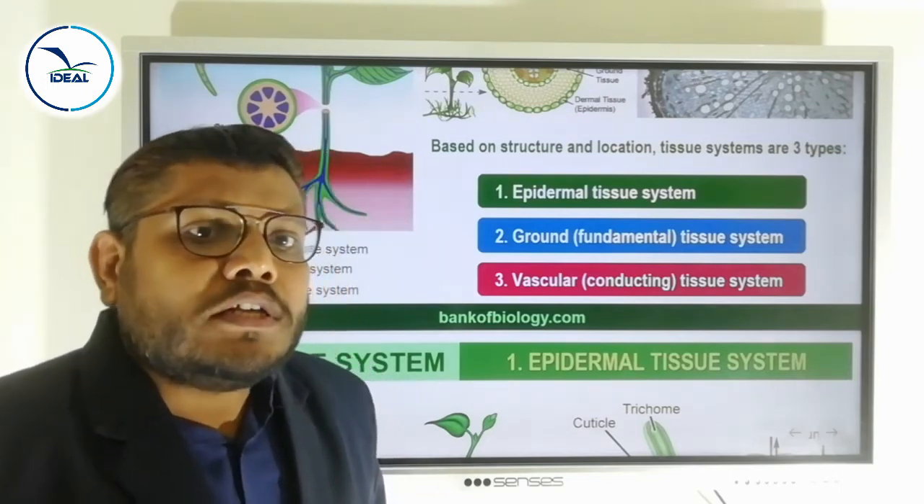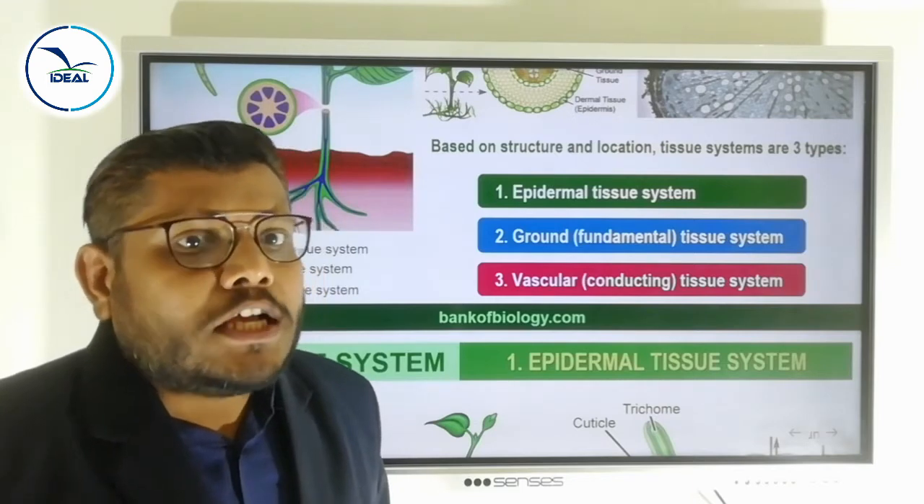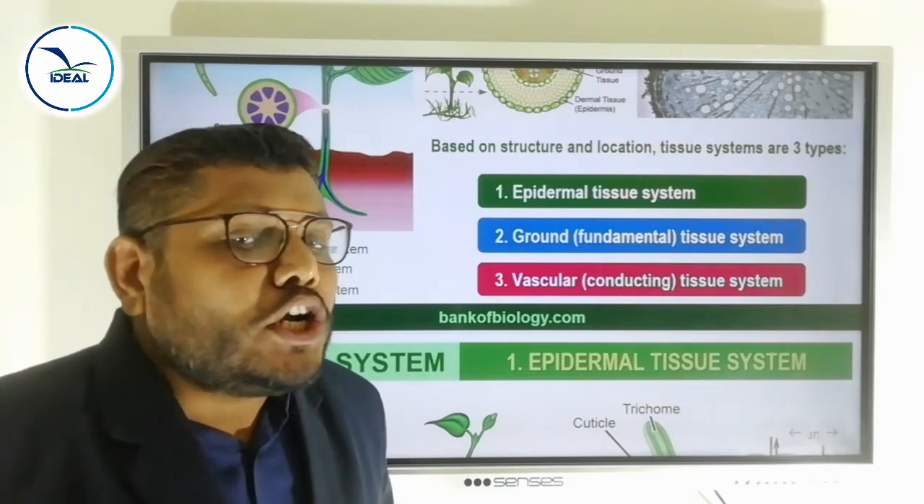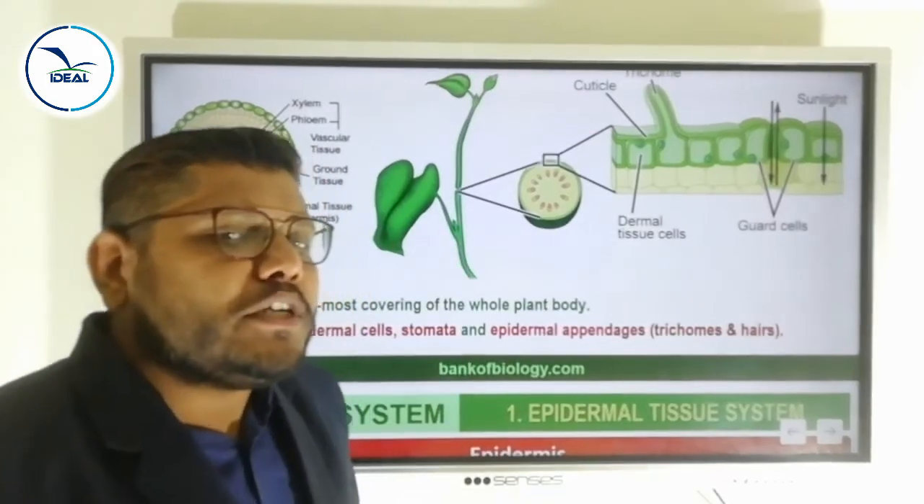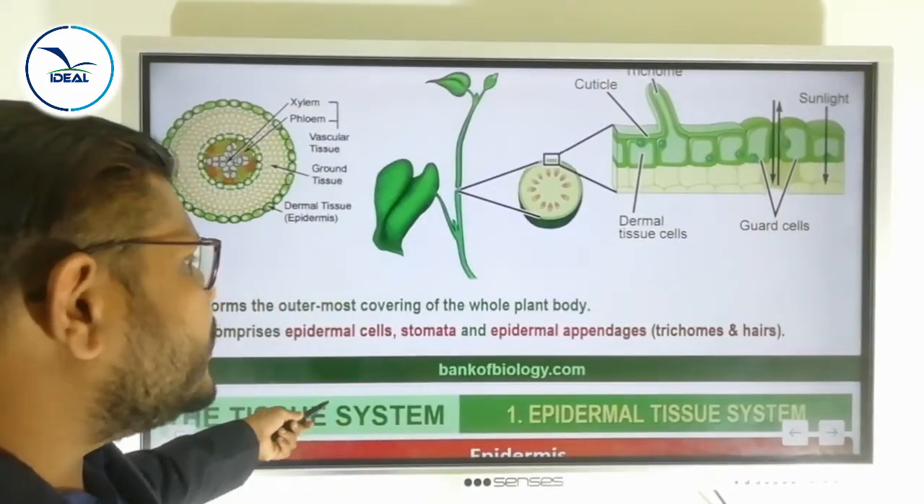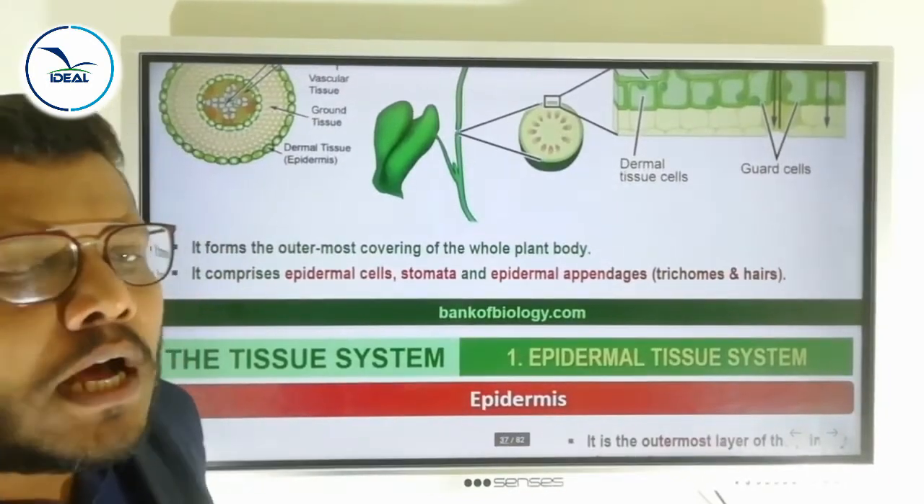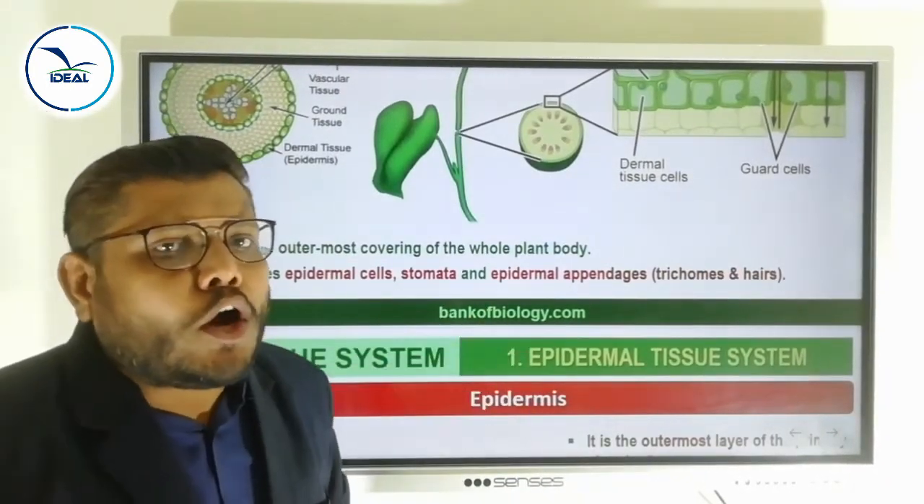A group of similar cells work together to perform a specific function; that is called a tissue. Is it clear? The first one is the epidermal tissue system, or dermal tissue system. It forms the outermost covering of the whole plant.